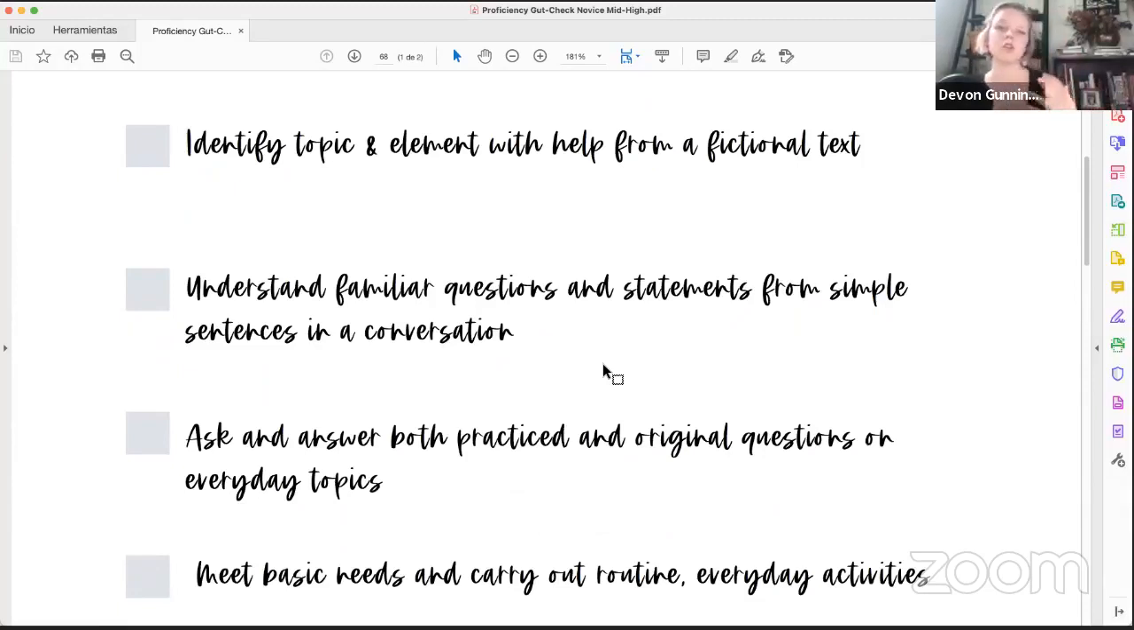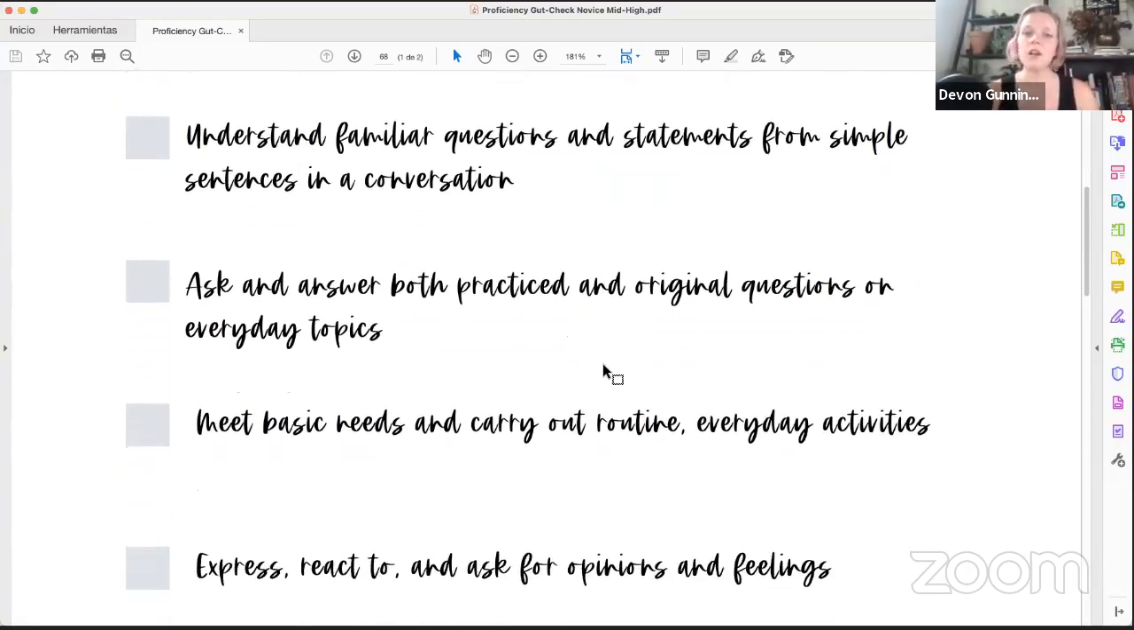If you are looking at interpretive communication with a text, think about your students in level 2. Your students in level 2 should be reaching for that. They should come to you around a novice mid level and be reaching for novice high. One of the things that we do sometimes assume about level 2 is that they're intermediates. No, they are novices. They are novices. So thinking about your students in level 2 right now, ask yourself, can your students identify a topic and an element with help from a fictional text? You can also say non-fictional text.